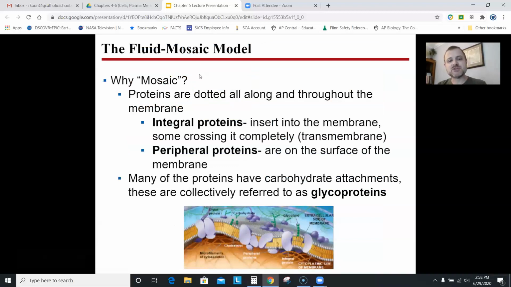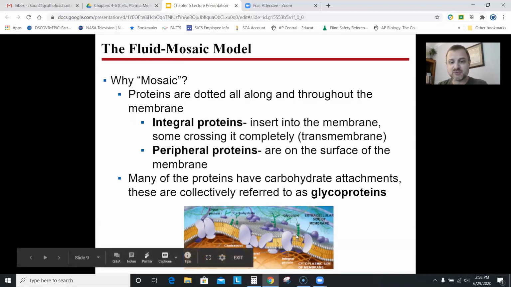Why mosaic in the term? So if you look at the cell membrane from above, it looks kind of like you have mosaic tiles on the cell membrane. So the mosaic tiles or the mosaic feature comes from the fact that there are proteins scattered on the top of the cell membrane or on the inside, and some that go through the entire membrane. Proteins that are integral proteins, integral means they go through the entire cell membrane. So like this protein right here is an integral protein.